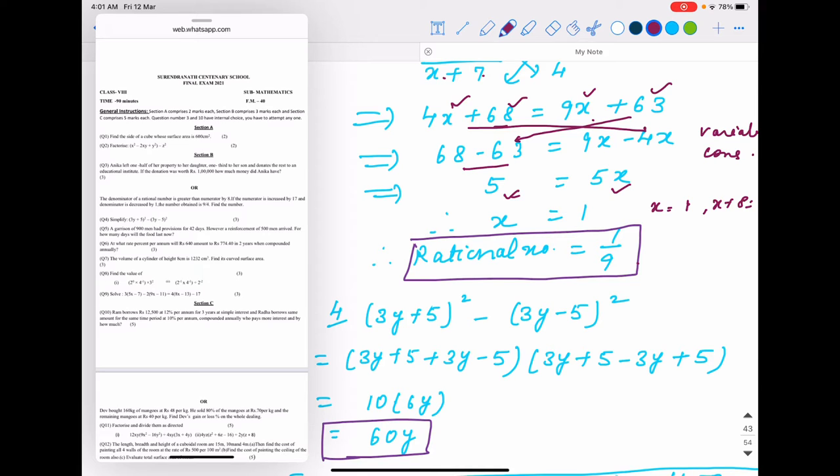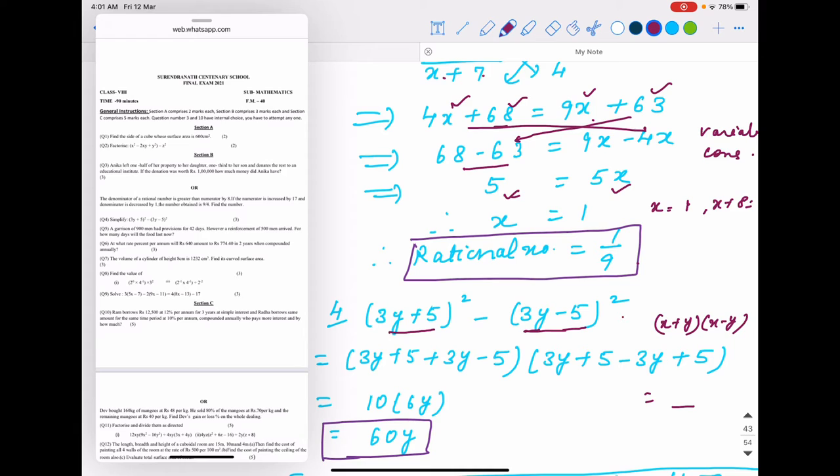Question number 4. Simplify 3y plus 5 whole square minus 3y minus 5 whole square. Again, it is the x square minus y square formula, that is, x plus y times x minus y. We can find it in two ways. Maybe you simplify the first one using a plus b whole square, and this one using a minus b whole square, and then you open the brackets and write down the answer.